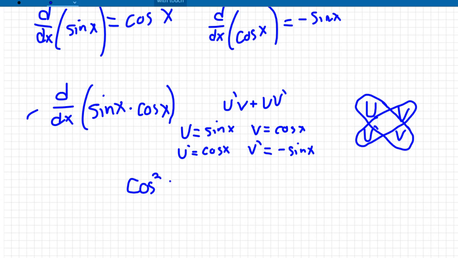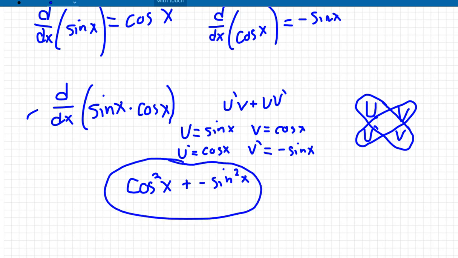cosine squared of x, and then you would add sine of x multiplied by negative sine of x, so it would be plus a negative sine squared of x. So we see that this is our answer. The derivative of sine x cosine x is cosine squared x minus sine squared x. All right, so we'll move on from there to the quotient rule.